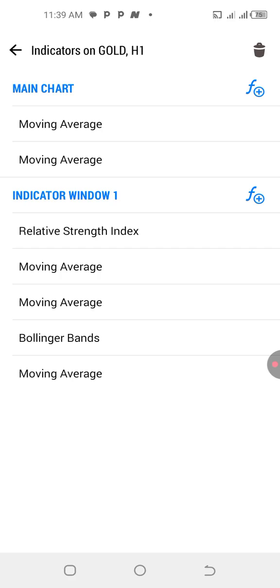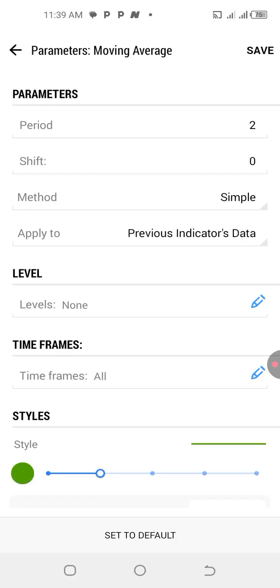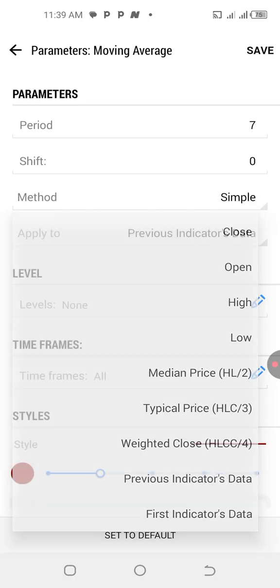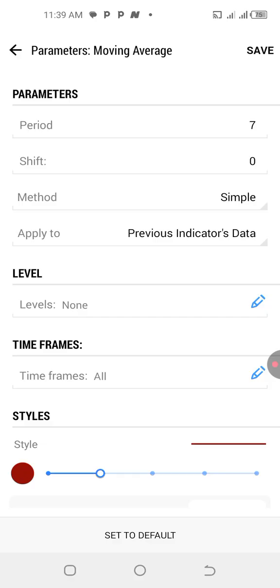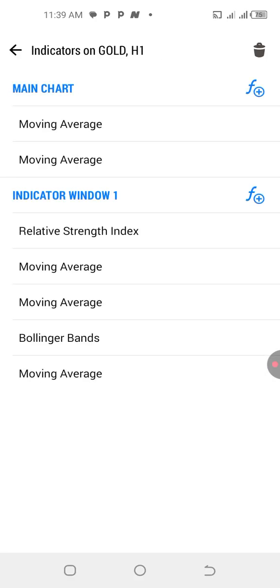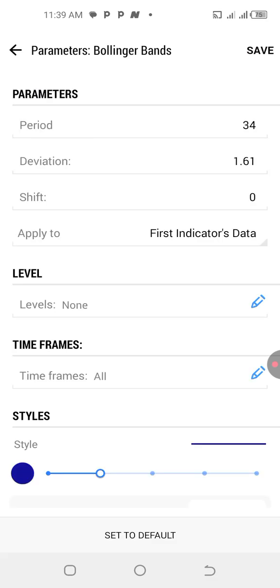All right. You come to the moving average. Sorry, this one you've already added. You come to this one, 7. You make sure here is previous. All right. Previous indicator's data. The color you put red. You click done. Then you come right here, which is the Bollinger Band. So the period you put 34 and deviation 1.61 and apply to the first indicator's data, and the color you put blue.